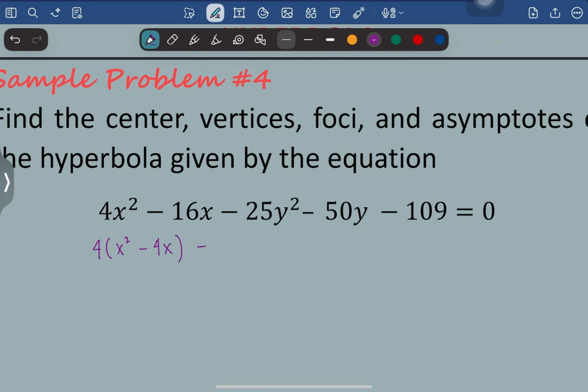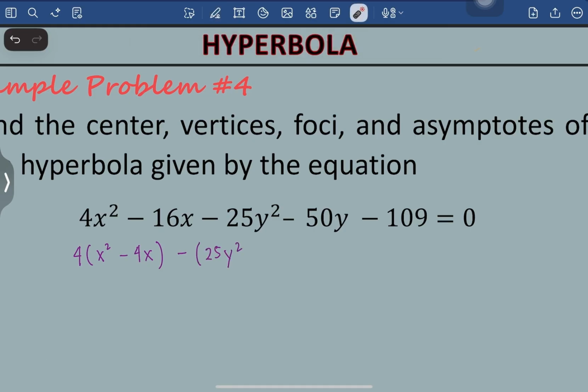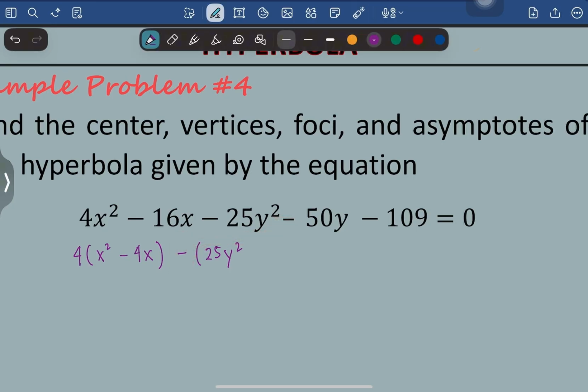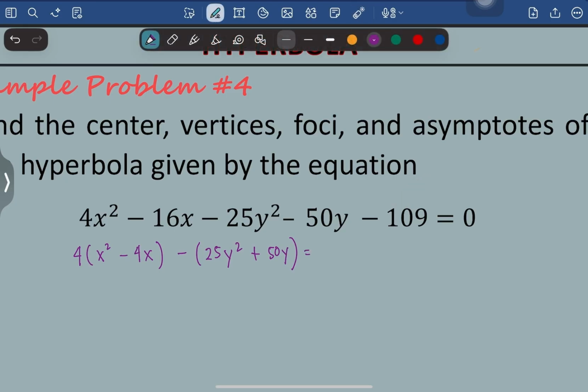Then, for this one, so, ihiwalay na natin yung negative sign. So, 25y squared. So, ito, negative. Pagka nag-distribute ka ng negative, so, dapat positive din to. Para mabalik siya dito sa negative sign. So, ito is negative. So, positive 50y. Then, transpose it to the other side. So, this becomes positive 109.